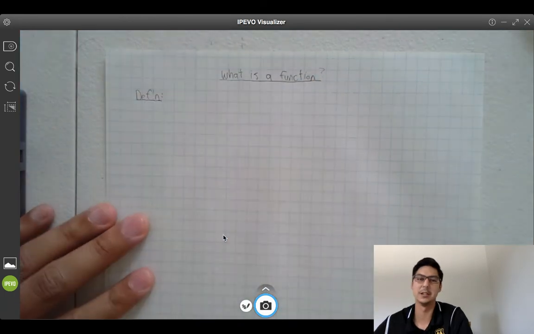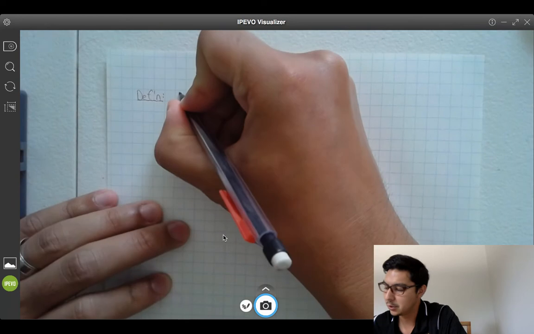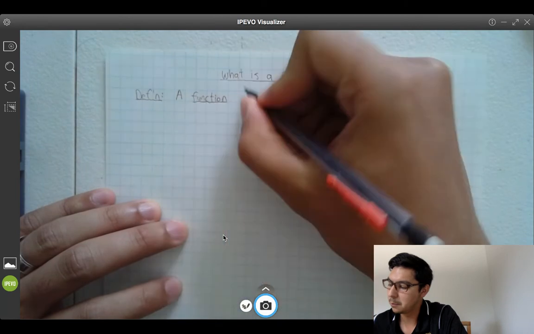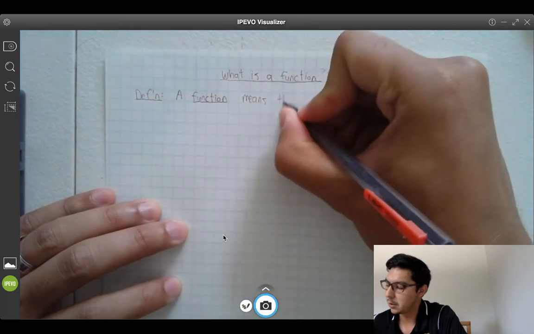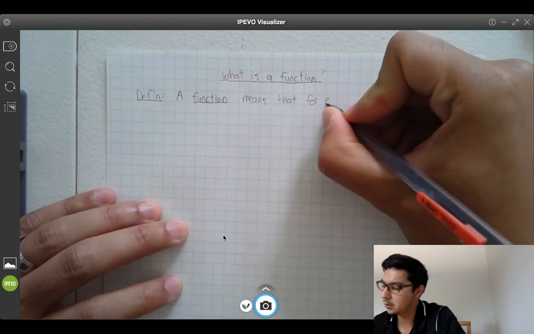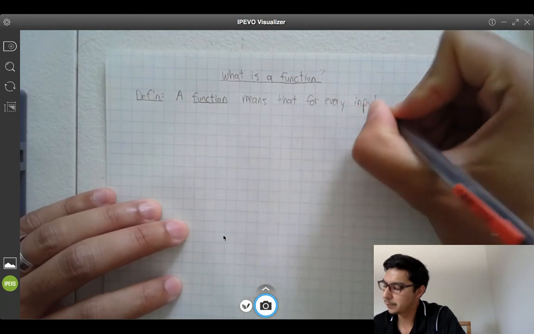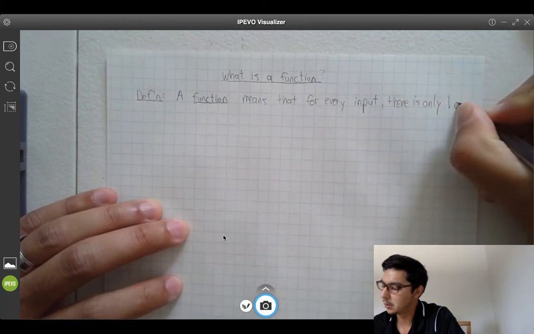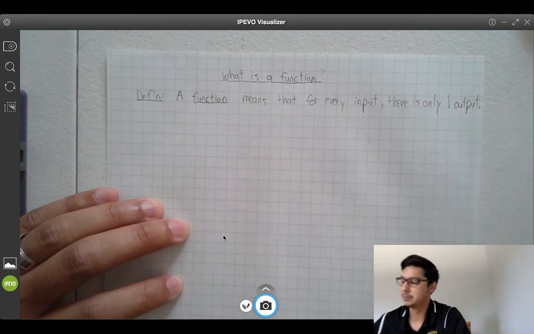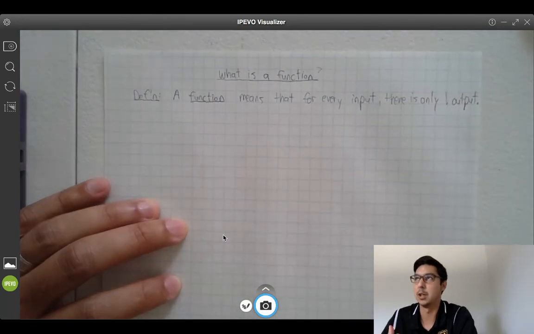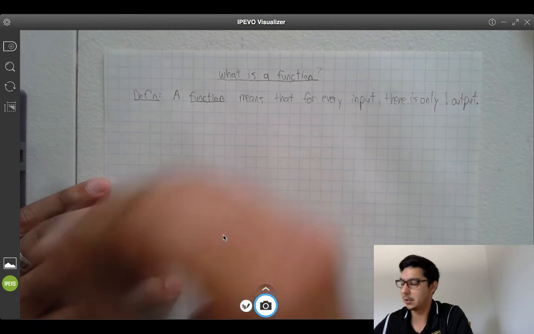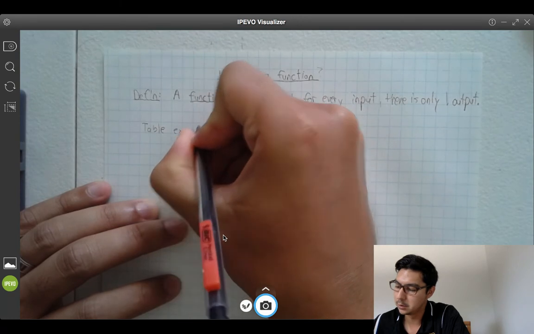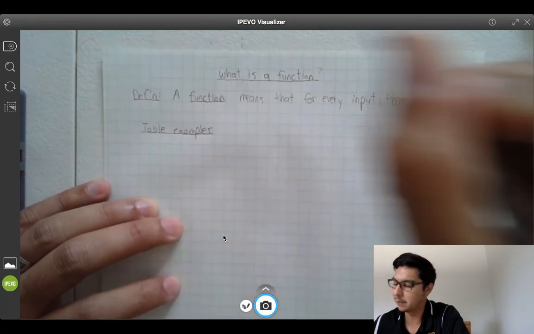Def. is just my shorthand of writing definition. So a function means that for every input, there is only one output. All right. So for every one input, there's one output. And we'll look at this today from a table and a graph. So we'll do some table examples to show you what that might look like, and then some graph examples.